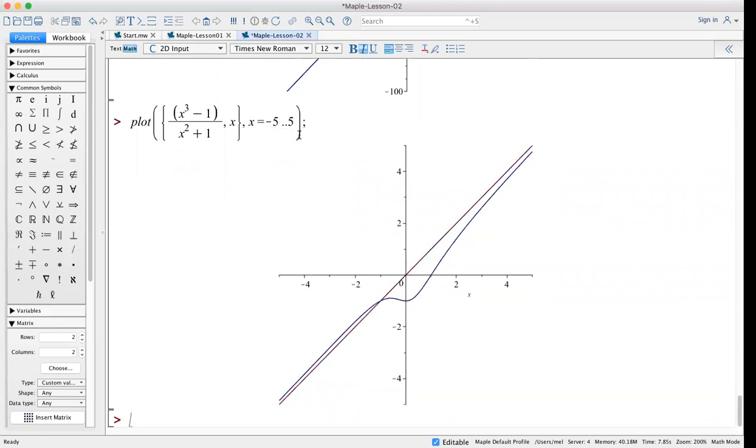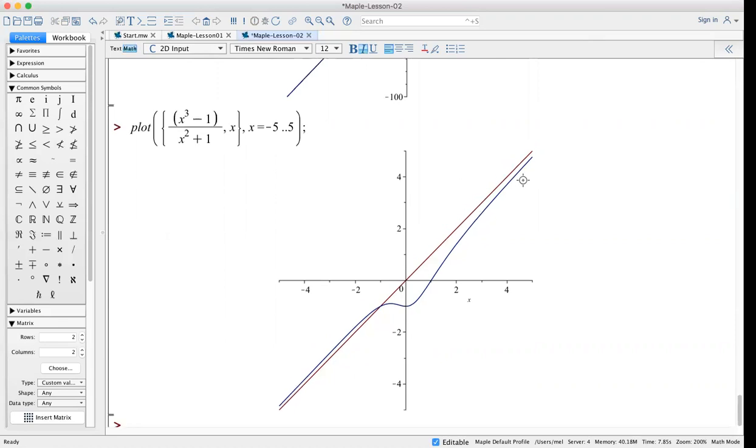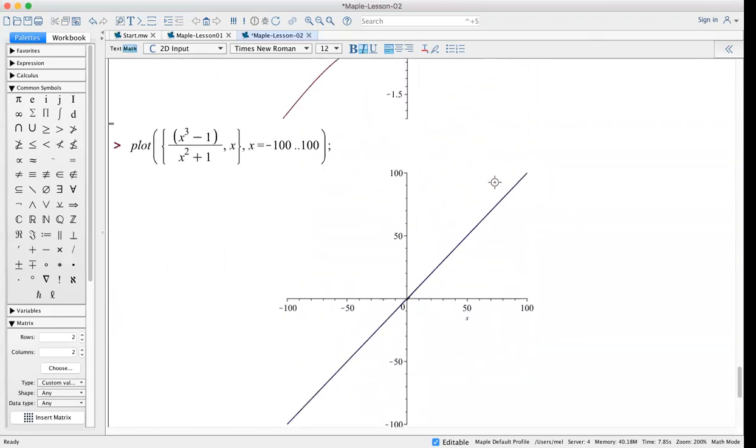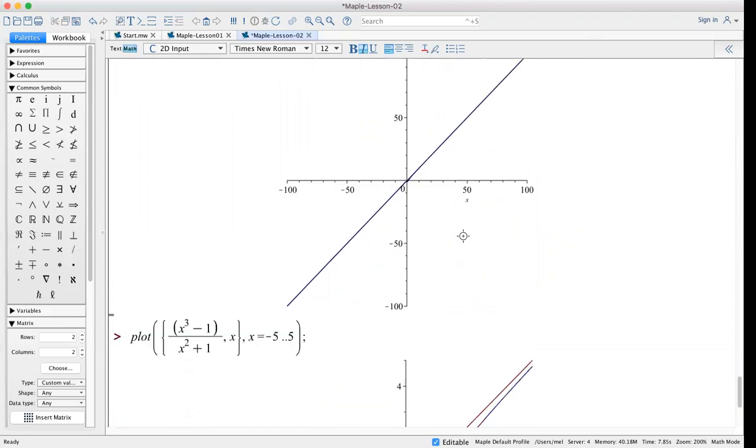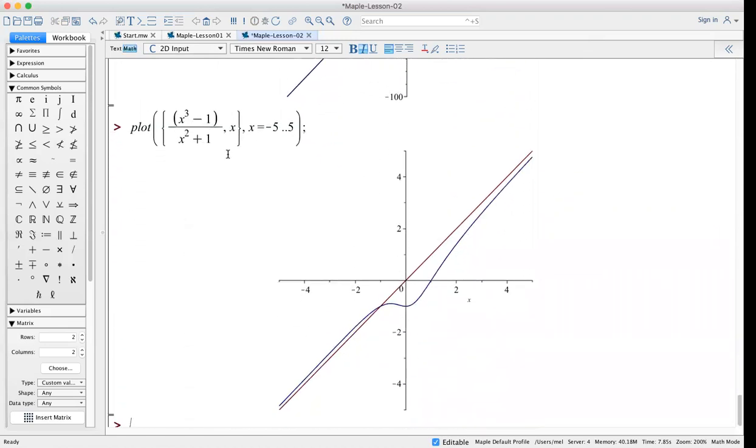So here, just from minus 5 to 5, they're pretty different around here. It's not clear exactly on this small graph what's going on. But when I looked at the same plot from minus 100 to plus 100, they're almost identical. So that shows you visually that the function (x cubed minus 1) over (x squared plus 1) is very close to just the function x.